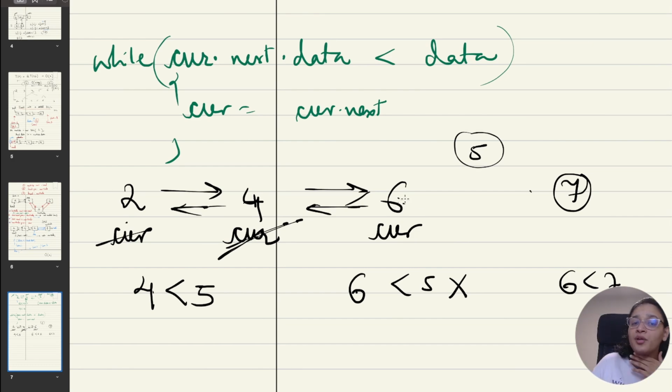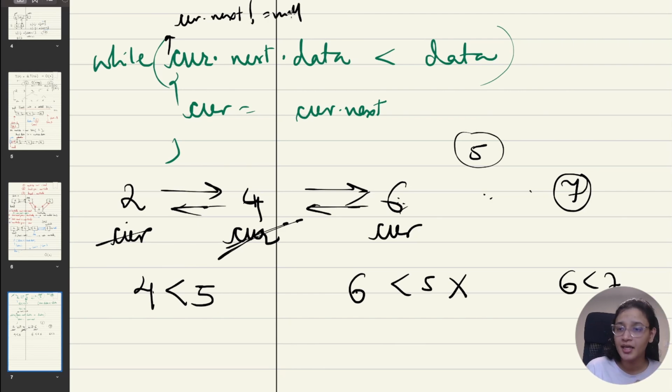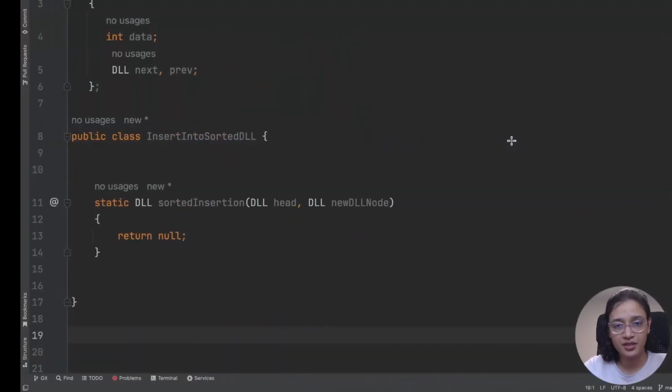Correct? Because now there's no current.next. Is there any current.next? No, there's none. That means in this while loop, I also have to check that current.next is never equal to null. All right, I hope this is making sense. If you've understood this, then let's go to our IntelliJ and try to code for this particular scenario.